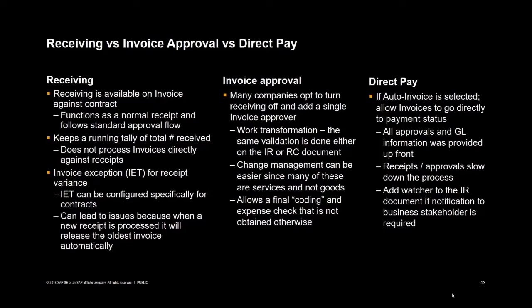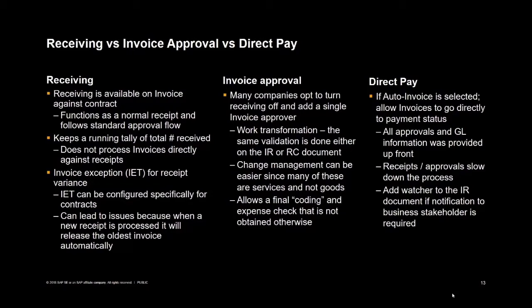As well, for a lot of the project-based spend, etc., this allows a final coding and expense check. Whereas if you're doing receiving, a lot of times that invoice matches and it will go through just like the standard three-way match. It matches the contract, it matches the receipt, and it pays, versus using the invoice as the receipt or validation of goods. It allows them to check that accounting coding one last time before they process it.